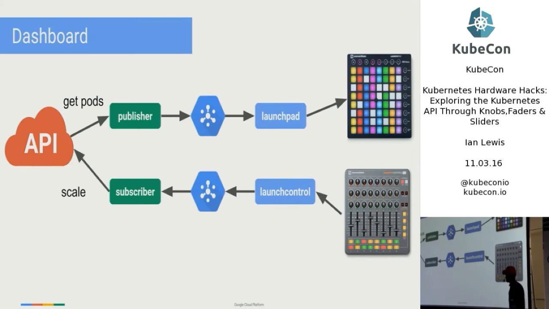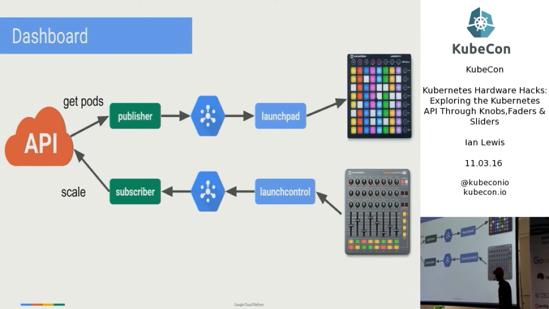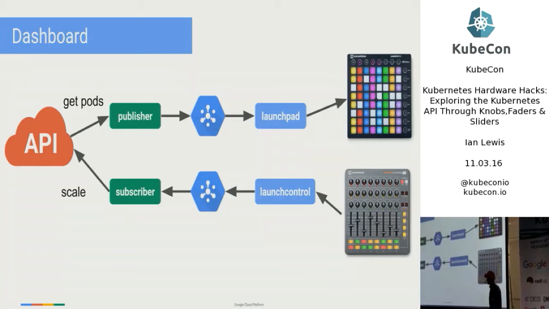And then on the other side, my launch control, which has the sliders and everything on it, if you slide there, those MIDI events get picked up by the launch control app, which is also written in Go, and posted to a pub sub channel. And then the subscriber app, which is written in Python, will take that data from the pub sub channel and actually update the replication controller in order to scale the app.